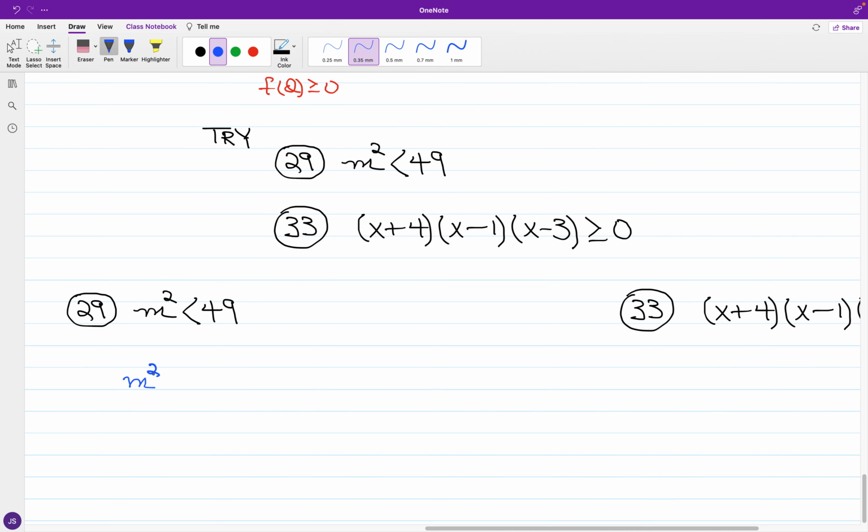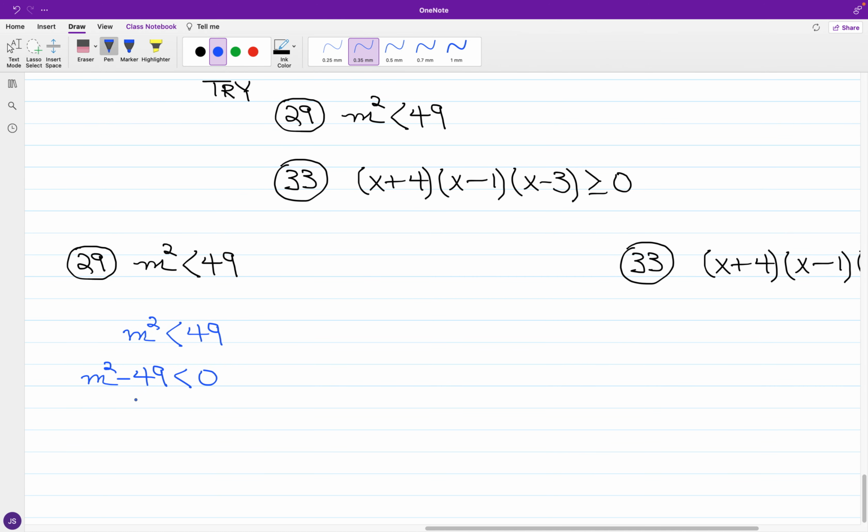Again, we have m squared is less than 49. Rewriting in comparison to 0 terms, I have m squared minus 49 is less than 0. And just making a bit of an advanced reference, let's say the function is f of m, which is less than 0, and looking at what we have for m squared and 49.